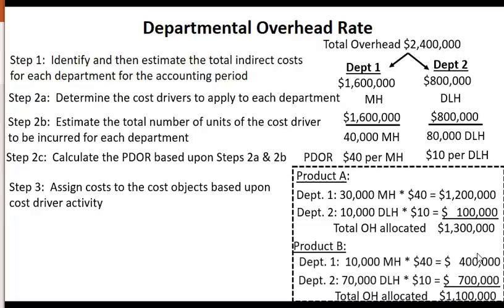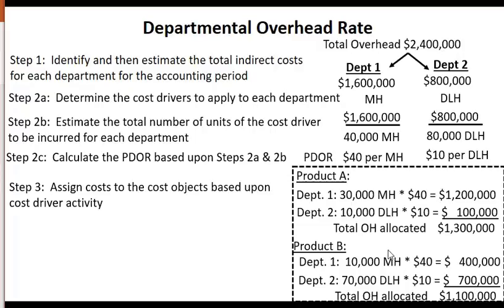$1,300,000. Okay, now we're going to take a look at product B, and again, we're going to go through the same process. In the case of product B, in Department 1, product B only used 10,000 machine hours, so times 40, that means we're going to allocate $400,000 to product B. In Department 2, 70,000 direct labor hours at $10 an hour equals $700,000. So the total amount of overhead allocated to product line B is $1,100,000.